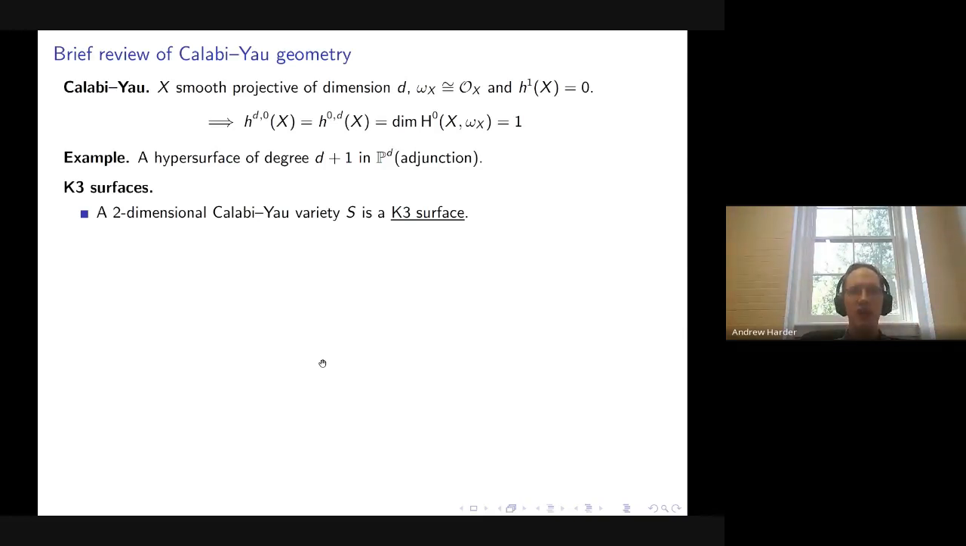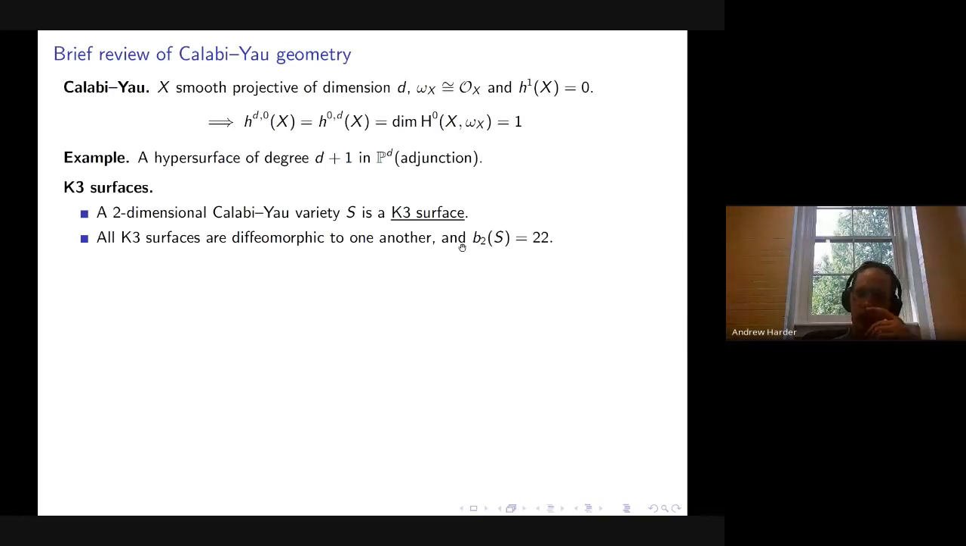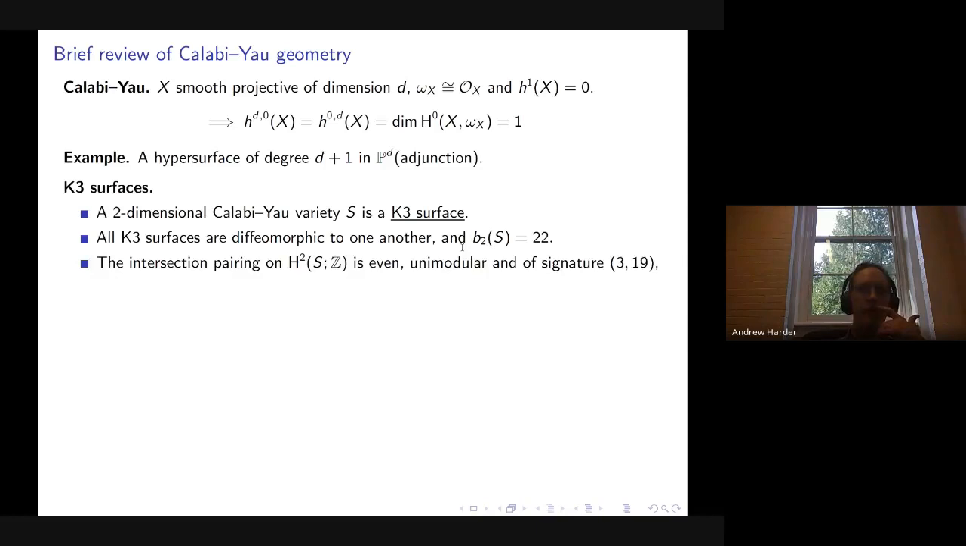The type of Calabi-Yau whose geometry we're most interested in are K3 surfaces. These are just two-dimensional Calabi-Yau varieties given the definition above. All K3 surfaces are diffeomorphic to one another, so you can compute their Betti numbers. You can see that the second Betti number of S is 22. All the other Betti numbers are forced to be either 0, so H^1 and H^3 are 0, and H^0 and H^4 are 1. So in fact, these things are simply connected.